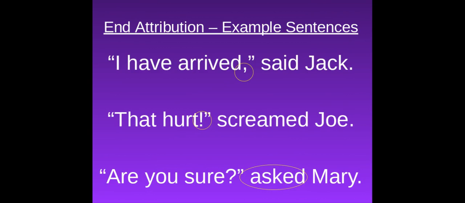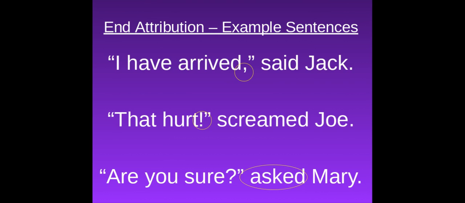Okay. So there are 3 different types of attribution that we're going to talk about today. There's end attribution, which we're going to begin with. Then there's front attribution, and finally middle attribution. And the reason that they get split up is because they have different punctuation marks that are associated with each one. So I have on the screen right here 3 different types of end attribution. Okay, really simple sentences. This first one says, I have arrived, said Jack. That hurt, screamed Joe. Are you sure? Asked Mary. Now, notice the 3 things that I have circled.